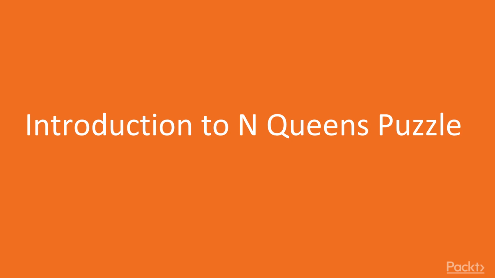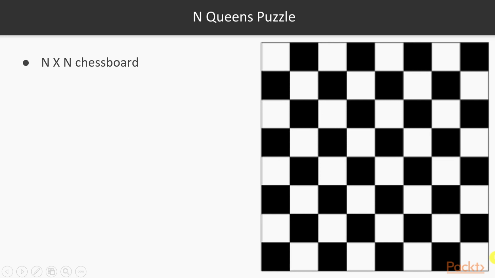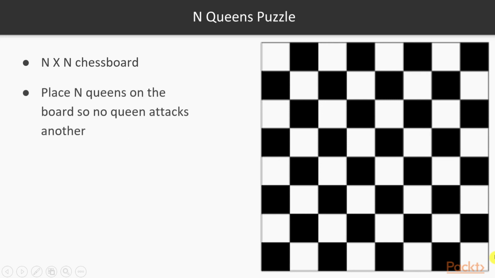In this video, we will see the puzzle that we will solve with evolutionary search. In this video, we will learn about N Queen's puzzle, understand the basic ideas behind evolutionary search, and the flow of evolutionary search. In N Queen's puzzle, there is an n by n chessboard, and the aim is to place N queens on the board so that no queen attacks another queen.